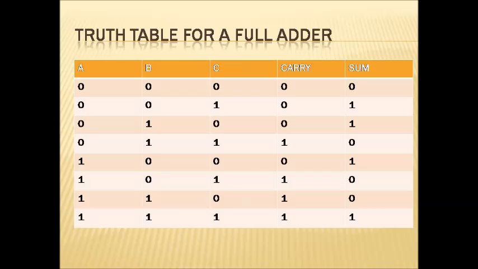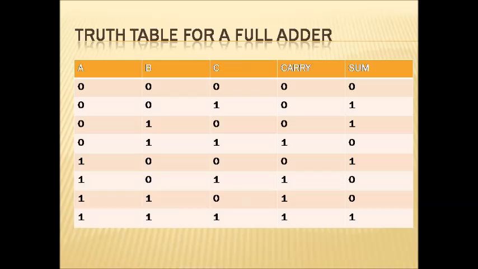Next one, A is equal to 1, B is equal to 0 and C is equal to 1. So A plus B means 1 plus 0 equals 1, plus 1, which produces 10. So we can represent 0 in the sum, 1 in the carry. Again, A is equal to 1, B is equal to 1 and C is equal to 0. So 1 plus 1 produces 10, plus 0, that is 10. Sum is equal to 0 and carry is 1.